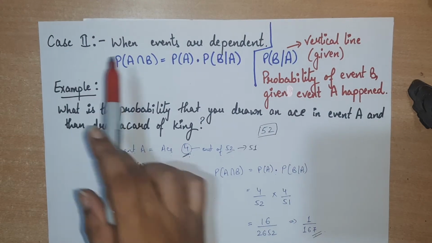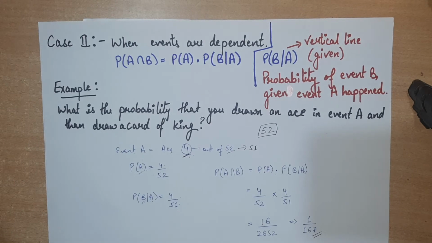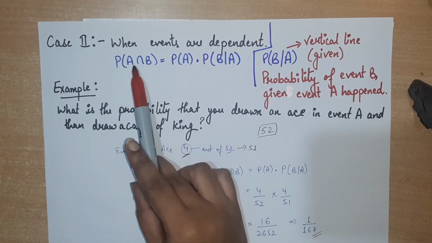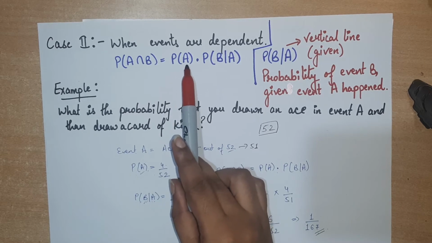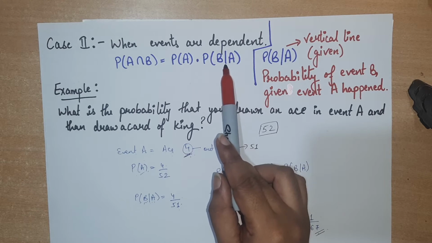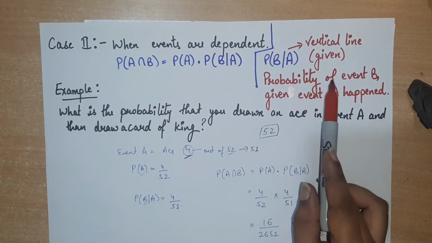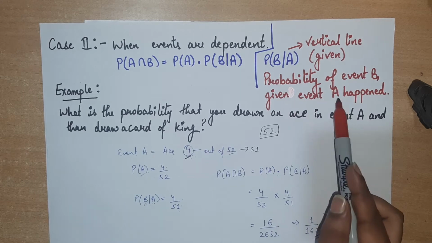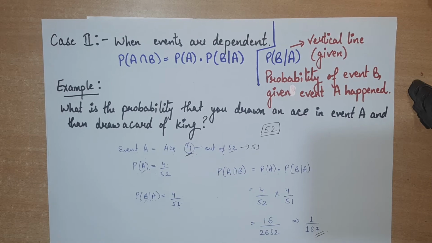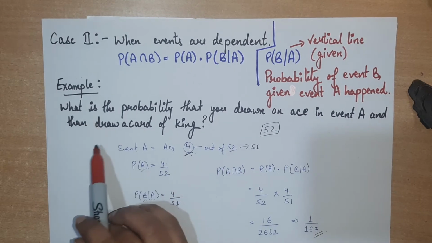Now we have case 2, when events are dependent. What if the events are dependent? Then the probability of the second event is based on the previous event. It is a bit complicated, but we will see with the example. Here we have the formula: probability of A and B is equal to probability of A multiplied by probability of B given A. This vertical line denotes "given". So here it is the probability of event B given that event A happened. Through this formula we will solve this example.